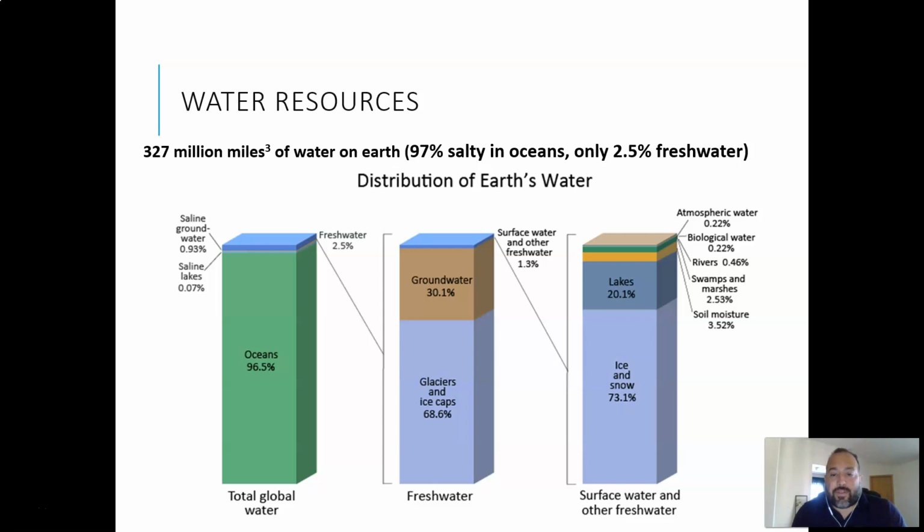And then what's left over is about 1% surface water, and even that, 70% of that 1% of water, remember, that's 1% of 2.5%, even that is still ice and snow. And then there's about 20% of that 1% in lakes, and then rivers, swamps, soil moisture, that sort of thing.